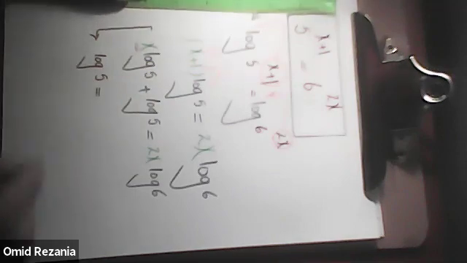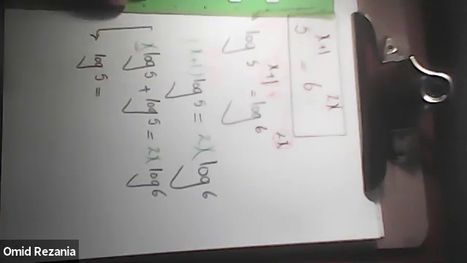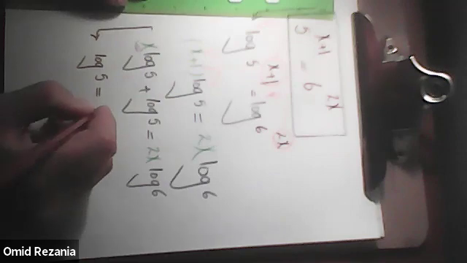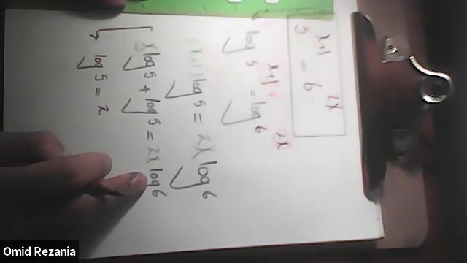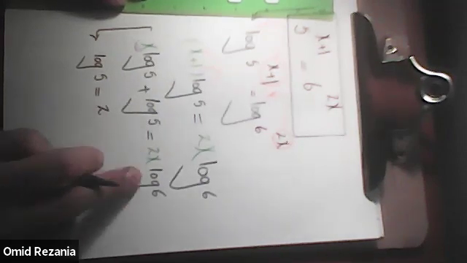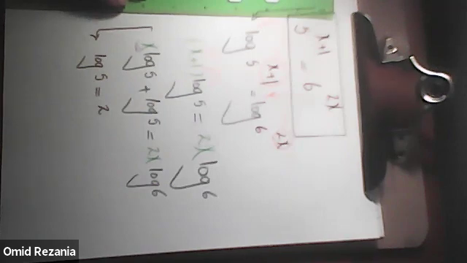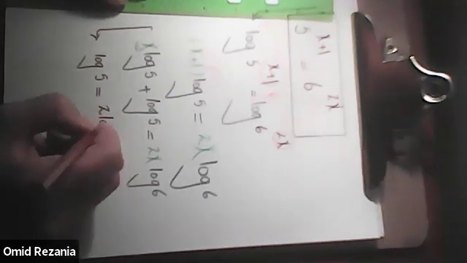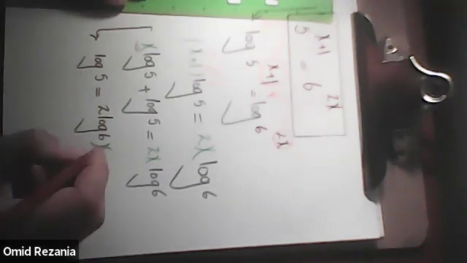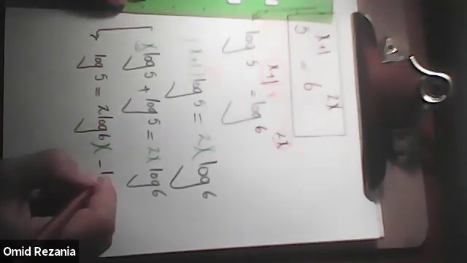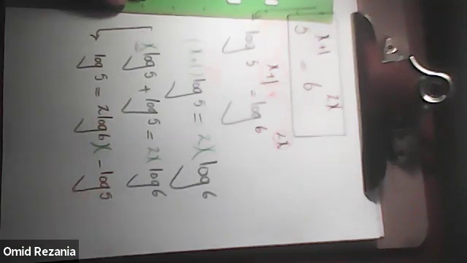I'm going to have 2. Let me write with the same color. 2. Guys, I'm going to take log 6 in front of the 2 because this is a constant coefficient. 2 log 6 times x. It goes to the other side, correct? Becomes minus log 5x.